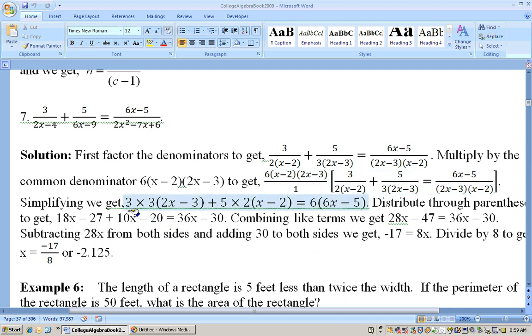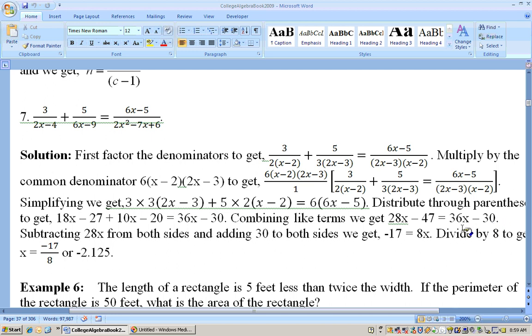Now, just take this 9, 3 times 3 is 9, and take that across, and 9 times 2x is 18x, 9 times minus 3 is minus 27. This is 10, take that across, you get 10x minus 20, and take the 6 through, and you get 36x minus 30. Okay, combining some like terms, 18x and 10x is 28x. Here's minus 27 minus 20 is minus 47, and that equals 36x minus 30. Okay, nothing to combine on the right-hand side.